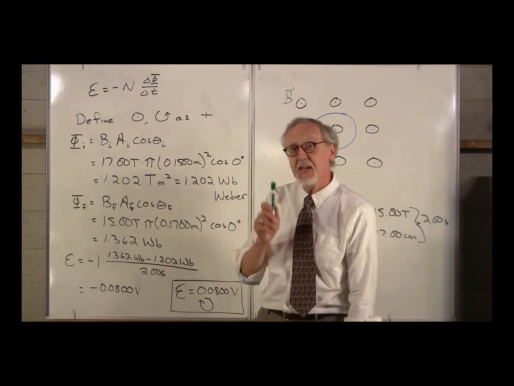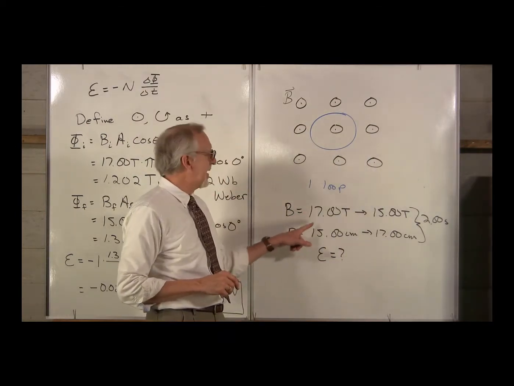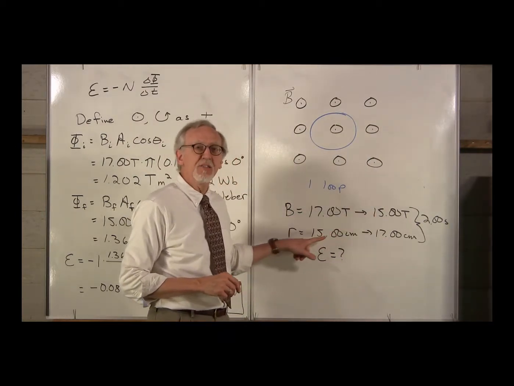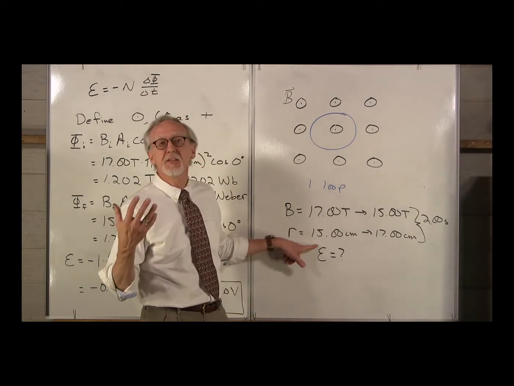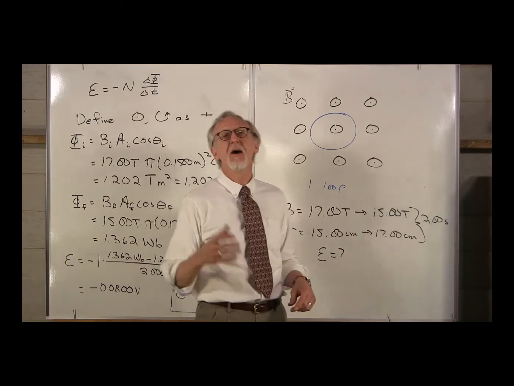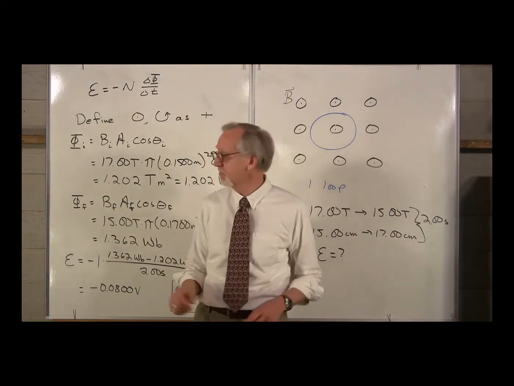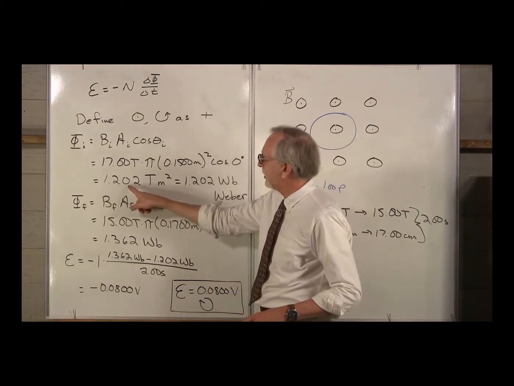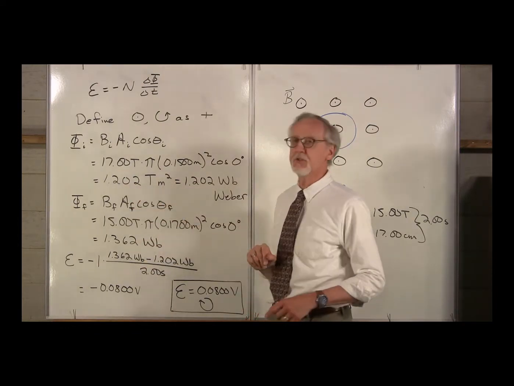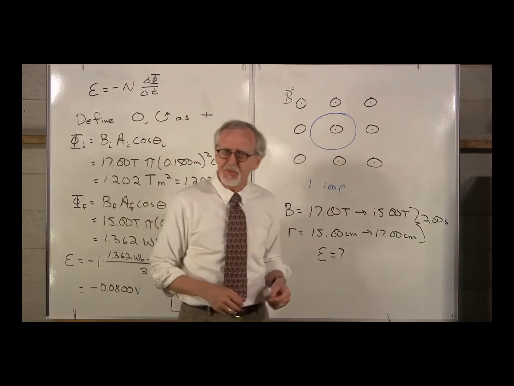The flux is increasing. Why is the flux increasing even though the magnetic field is decreasing? Because the area, which goes like the radius squared, is increasing more, so to speak, than the magnetic field is decreasing. So the flux is actually increasing, from 1.202 to 1.362. Let's come back and apply Lenz's law and see if we get the same thing.